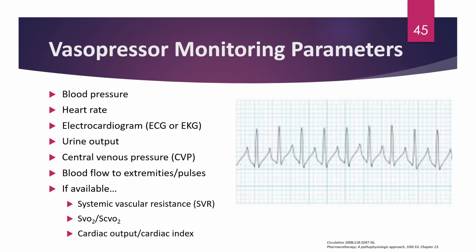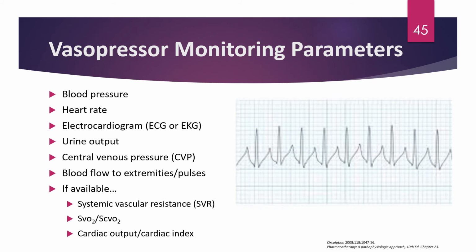CVP is another thing that we monitor. Remember, it's just a relative measure of volume in that we can measure it from one point of time to another point of time. And if it improves, that means that our volume status may be improving, but it's not the only thing. Blood flow to extremities and pulses. So we might want to check to see if our limbs are cold. Do we have pulses there? Is it good?